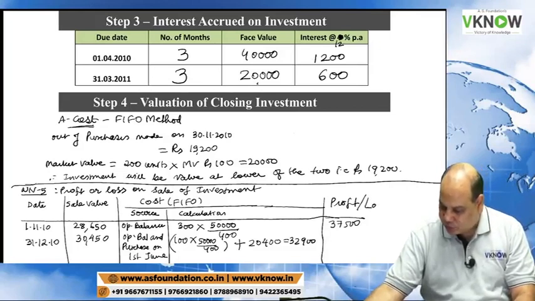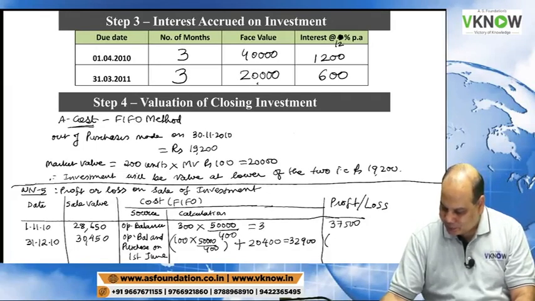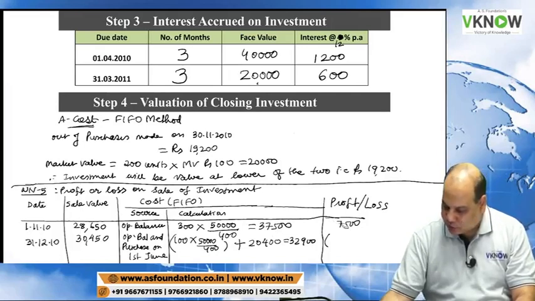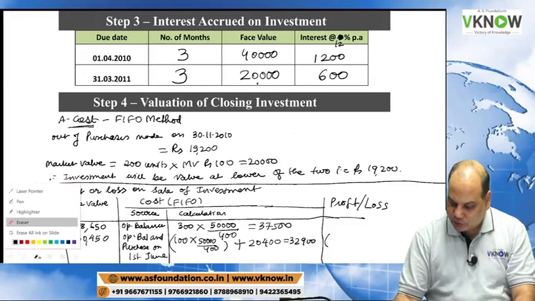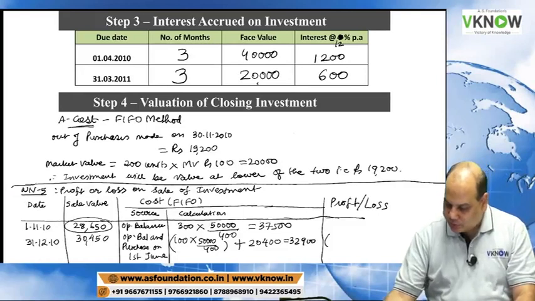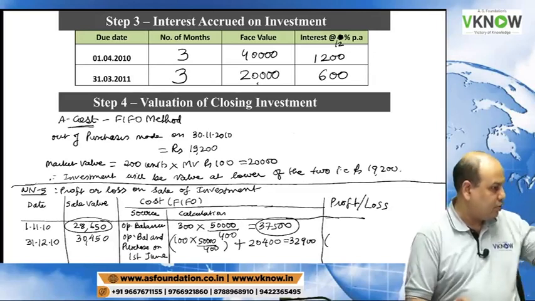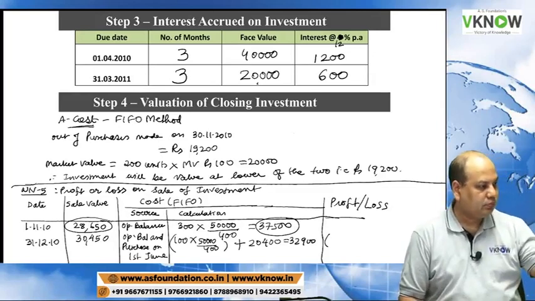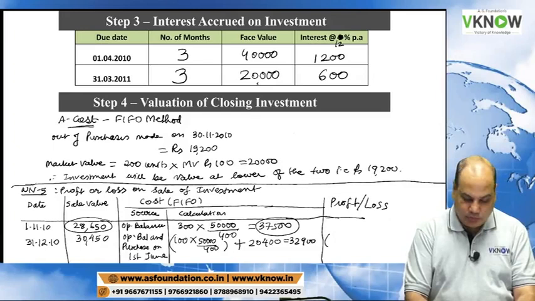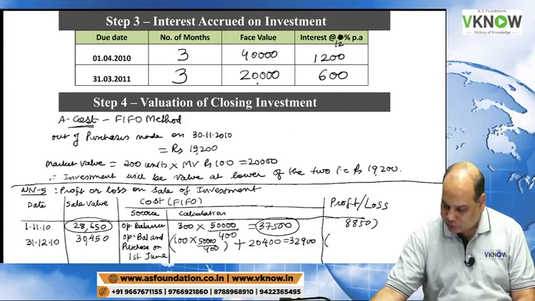There is a profit or loss I have to write. Here there is some presentation. This is 37,500. So in the first case also we have a loss of 28,650 minus 37,500. First case there is a loss of 8,850.